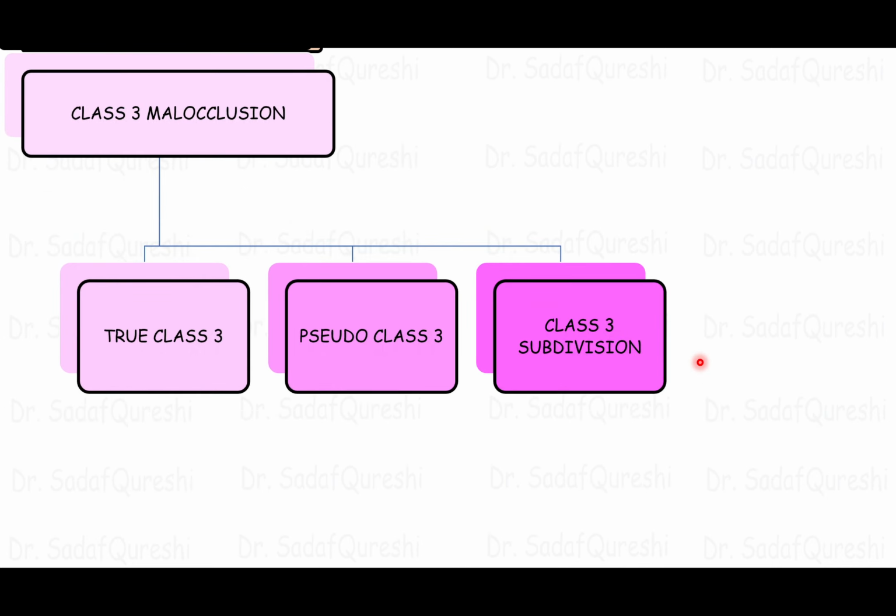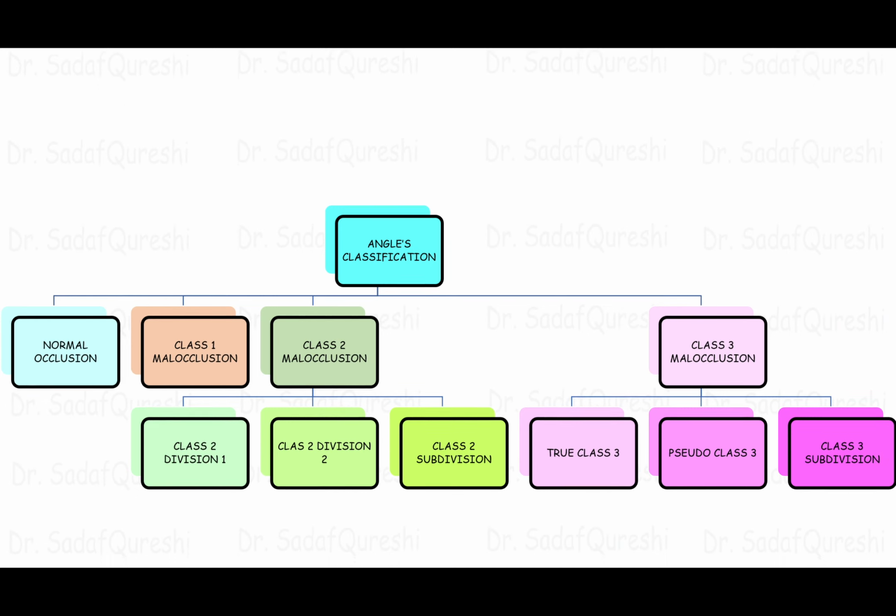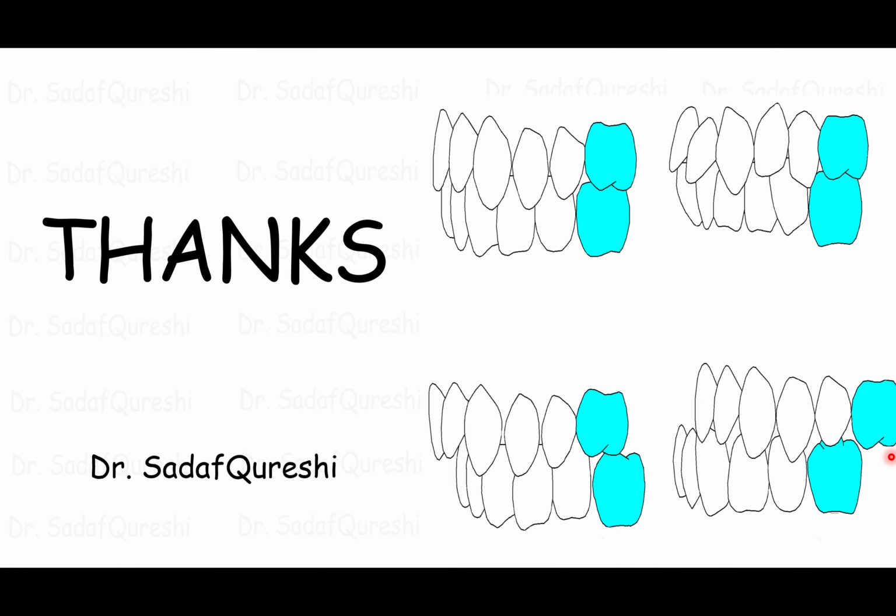So this was about the Angle classification of malocclusion. This is a schematic diagram of the Angle classification of malocclusion. Reviewing this, the Angle classification classifies occlusion into normal occlusion, class 1 malocclusion, class 2 malocclusion, and class 3 malocclusion. Class 2 malocclusion is further categorized as class 2 division 1 malocclusion, class 2 division 2 malocclusion, and class 2 subdivision. Class 3 malocclusion is categorized as true class 3 malocclusion, pseudo class 3 malocclusion, and class 3 subdivision. So this was all about the Angle classification of malocclusion.